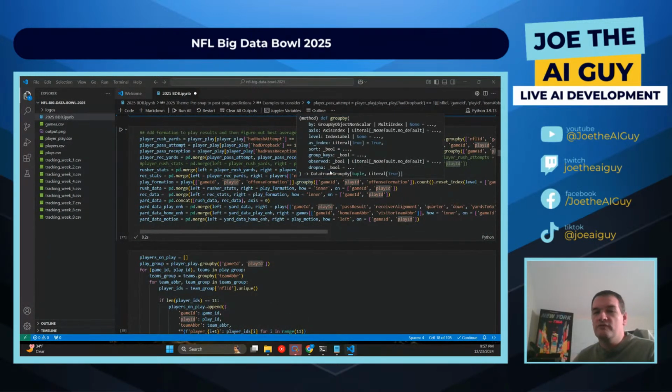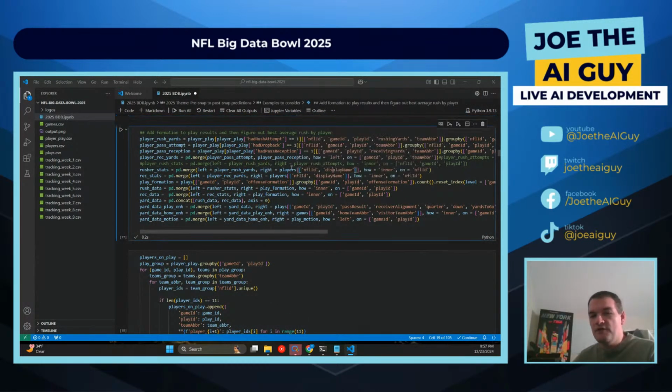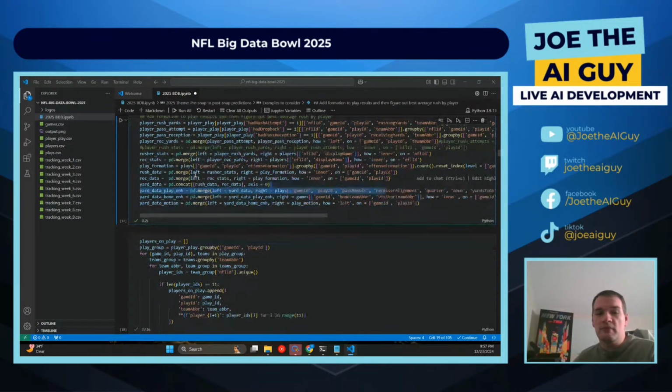And then we pulled in more information like what's the name of the actual player on a given play. What was the offensive formation? You can see here pass result, receiver alignment, quarter, down, like more of the game situation information, which we will use in our models.